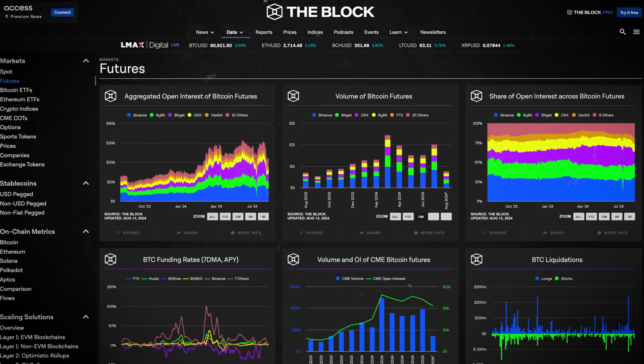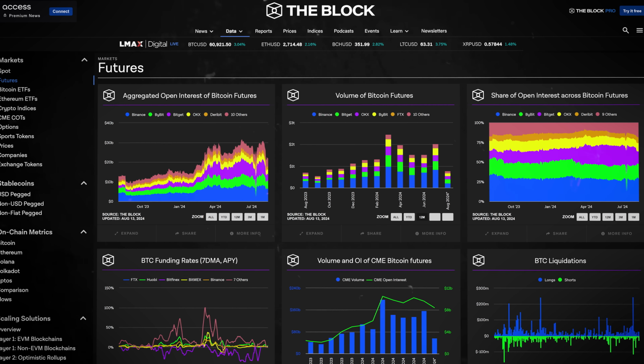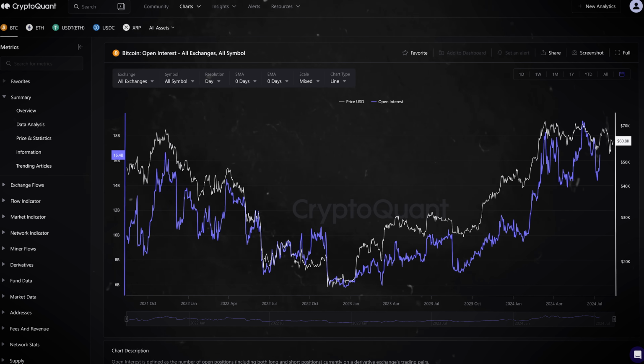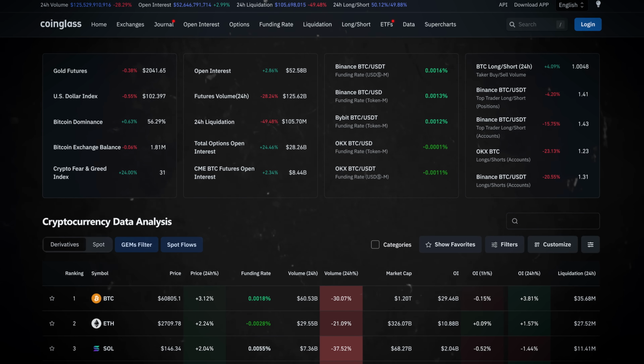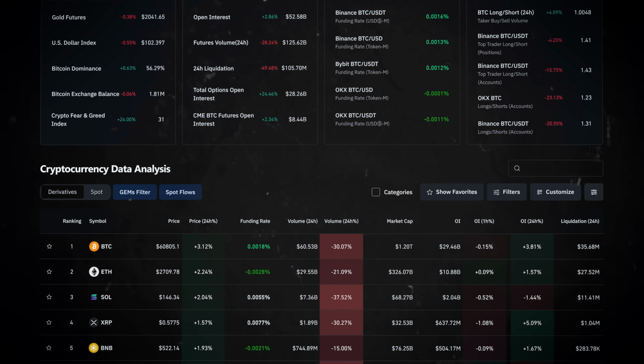If you are looking for the best places to see this data, there are a number of websites that track this across both the onshore regulated and the offshore unregulated. My personal favorite is, of course, coinglass.com.